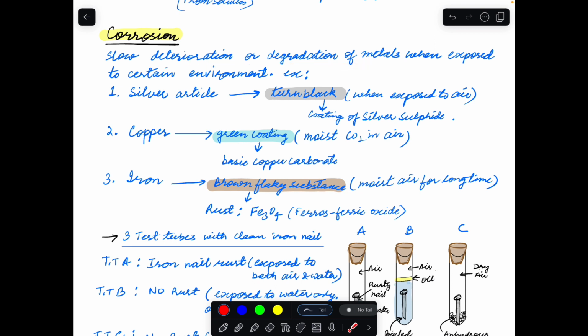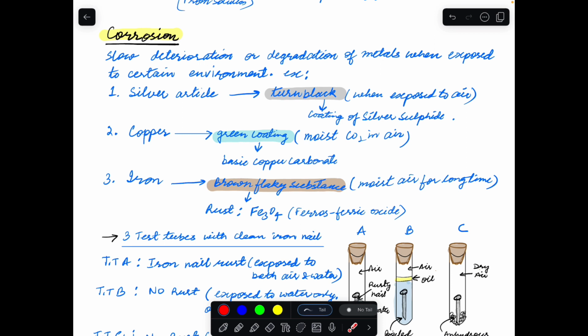I have given you here 3 examples. You have to remember what type of coating or changes occur in the case of a specific metal. For example, if you have silver jewelry or a silver article, it will turn black. Its surface will become very dull and grayish or blackish.